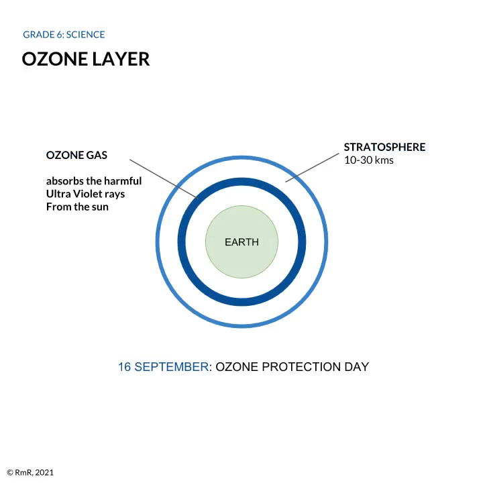Ozone gas is present in the lower part of the stratosphere. This helps protect the Earth from the ultraviolet rays from the sun by absorbing them. These ultraviolet rays are harmful to humans and animals. However, the ozone layer is getting destroyed due to air pollution, causing harm to all living things. The 16th of September is celebrated every year as Ozone Protection Day to make everyone aware of its importance.